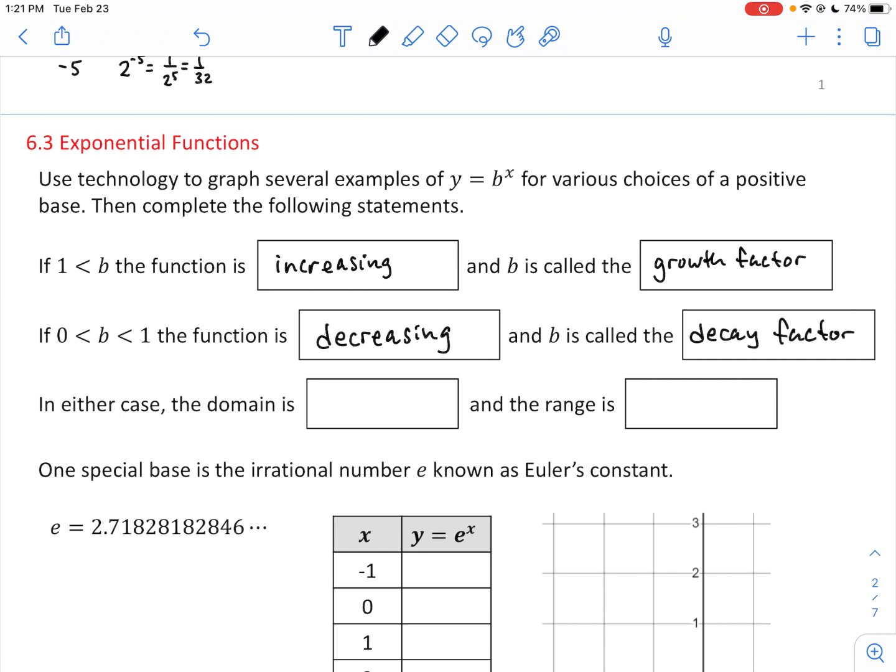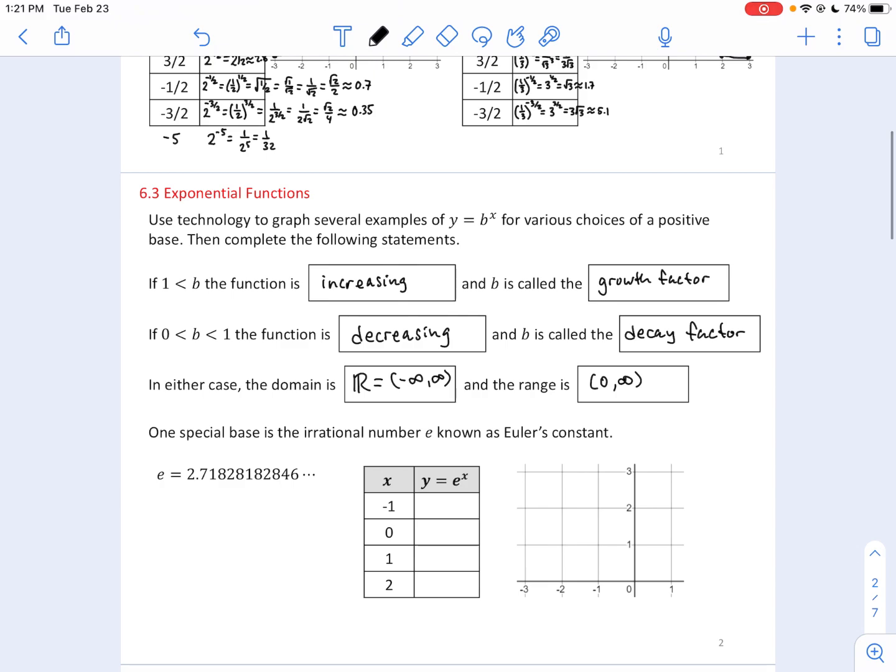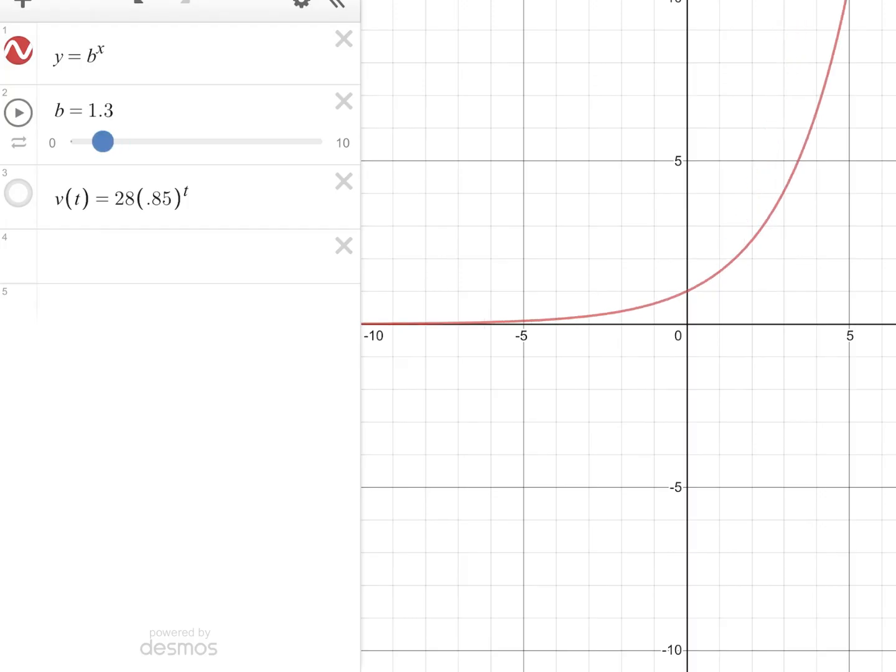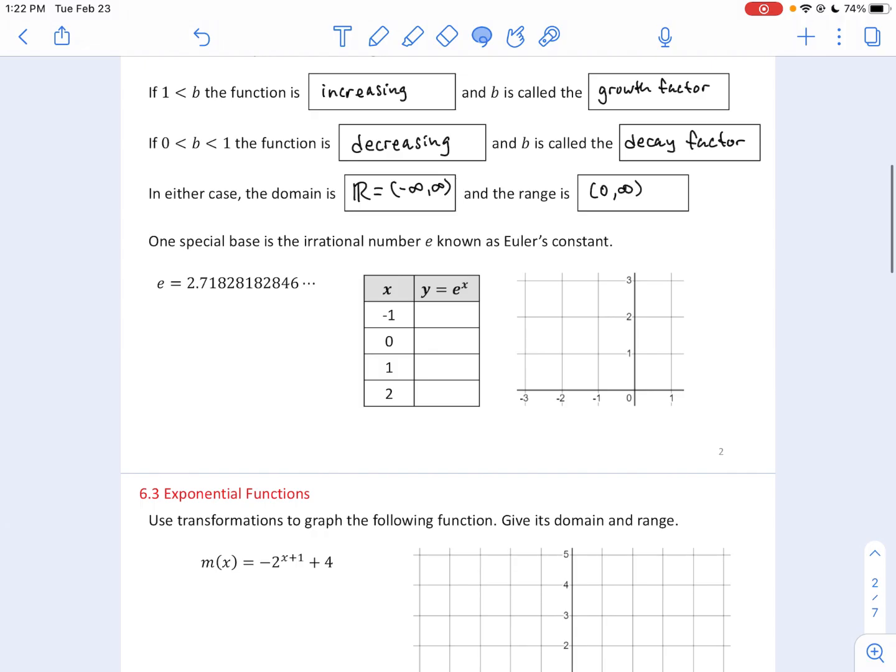In either case, the domain is all real numbers, so you can put a bold R here, or you can say negative infinity to infinity. And the range is, the only possible outputs were above 0. So in interval notation, 0 to infinity, not including 0. All these graphs that you see here for various choices of the base, none of them will actually intersect the x-axis. Now, one special base is the irrational number e, known as Euler's constant.